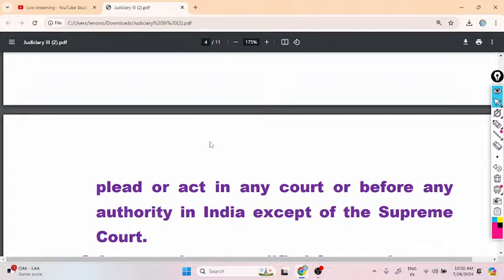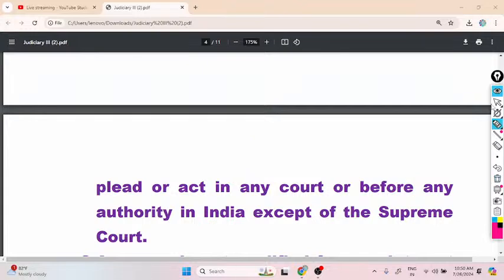that a High Court judge can take up practice in any other High Courts, other than the last High Court where he served. Okay, and also can take up practice in the Supreme Court. So this statement is incorrect.